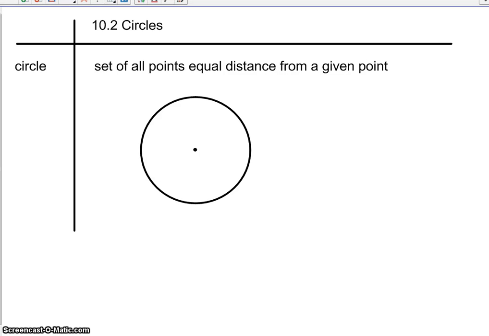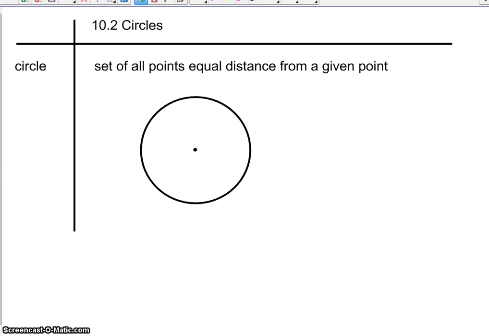All right, where we're going to go in chapter 10 is what we call conics. And the first type of conic we're going to deal with is what's called the circle. Actually, should be quite a bit of review for you. You dealt with this in geometry. So, number one, our definition for a circle is a set of all points equal distance from a given point.